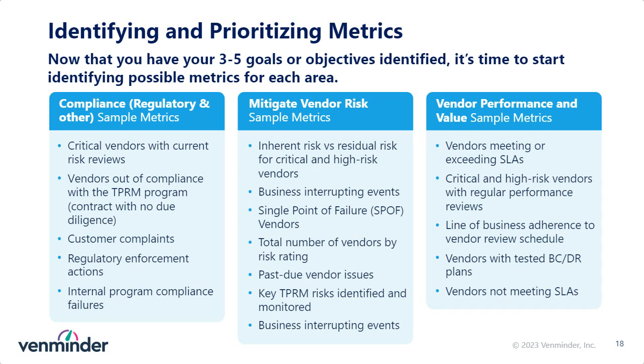The next area, mitigating vendor risk. So maybe we want to look at inherent risk versus residual risk for our critical and high-risk vendors. Maybe we want to look at the total number of vendors we have by risk rating, past due vendor issues, or third-party risks that are identified and monitored. Okay, and for vendor performance and value, maybe we want to look at vendors who are meeting or exceeding their SLAs, critical and high-risk vendors with regular business performance reviews, vendors with tested BCDR plans, or vendors not meeting SLAs.